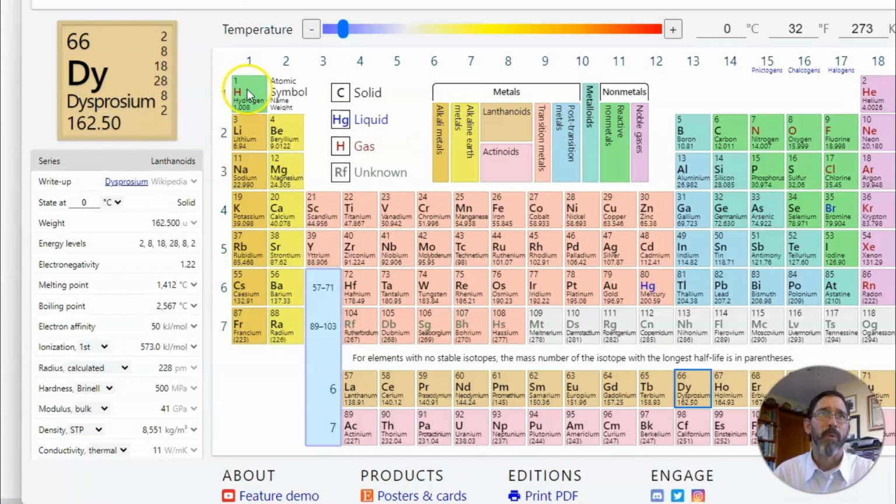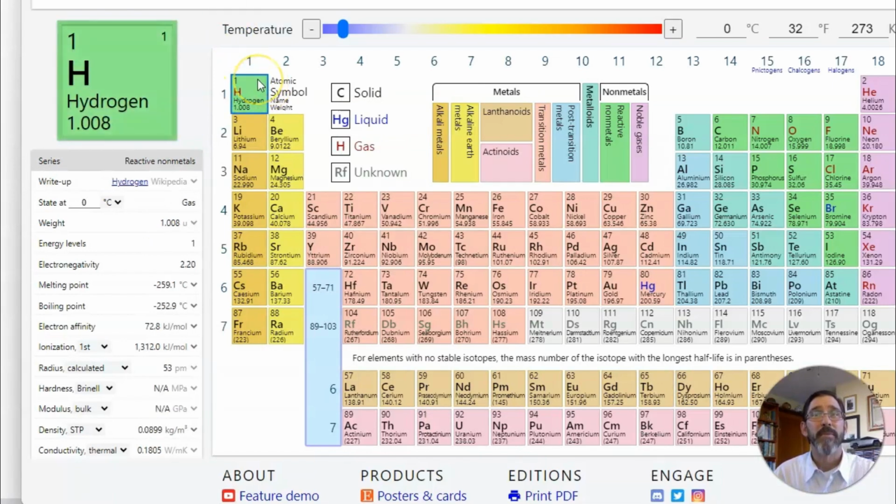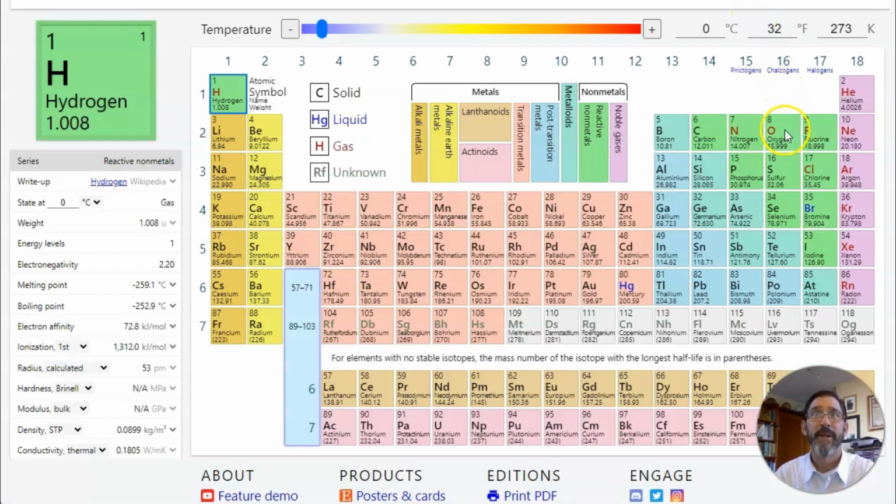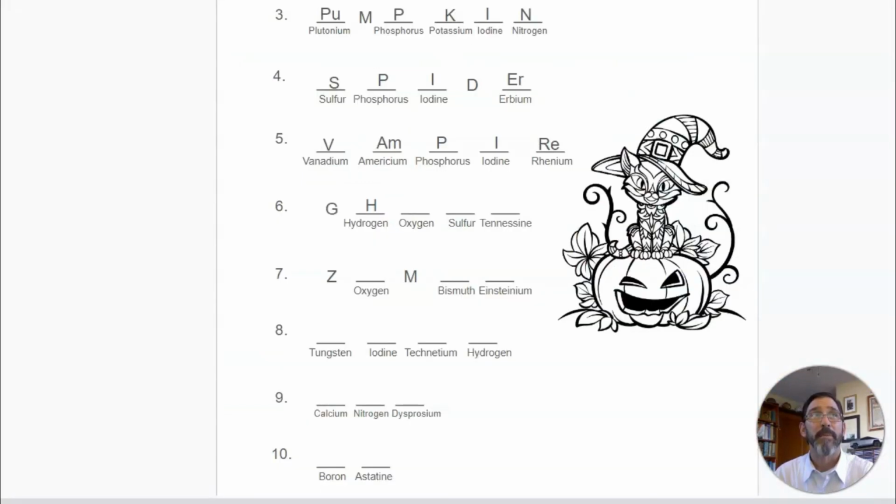Hydrogen is number 1. Its atomic symbol is a capital letter H. Place a capital H above hydrogen. Next up, oxygen. Oxygen can be found at atomic number 8. Its symbol, capital letter O. For oxygen, place your capital letter O above oxygen.